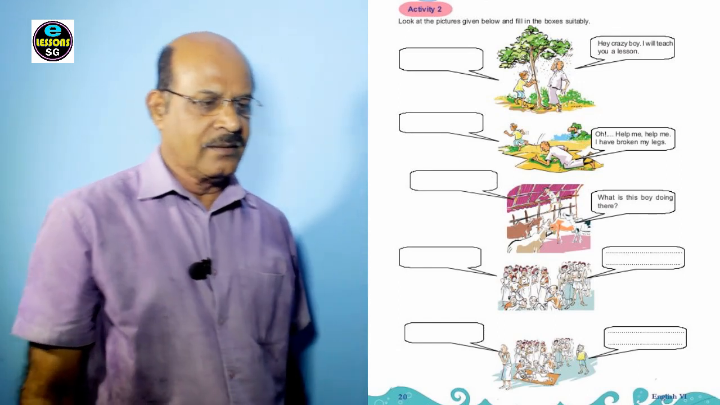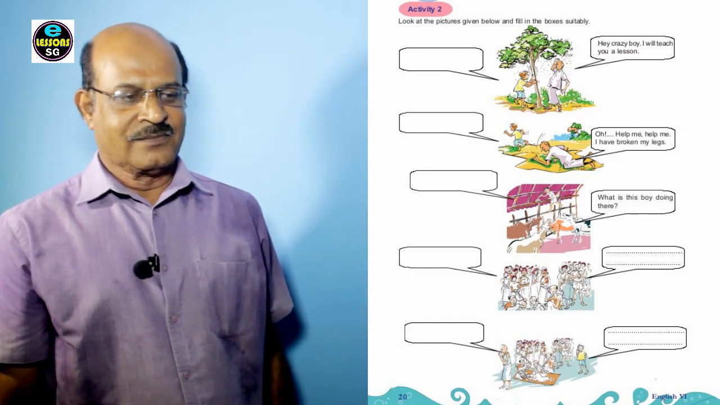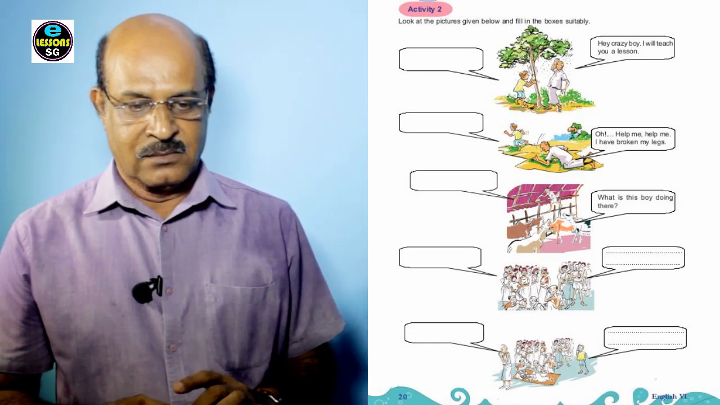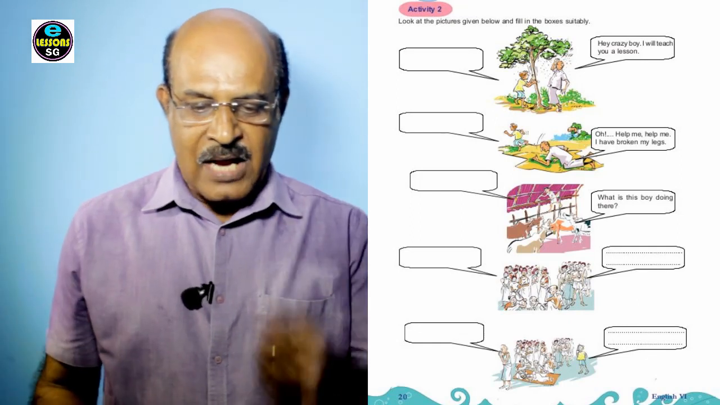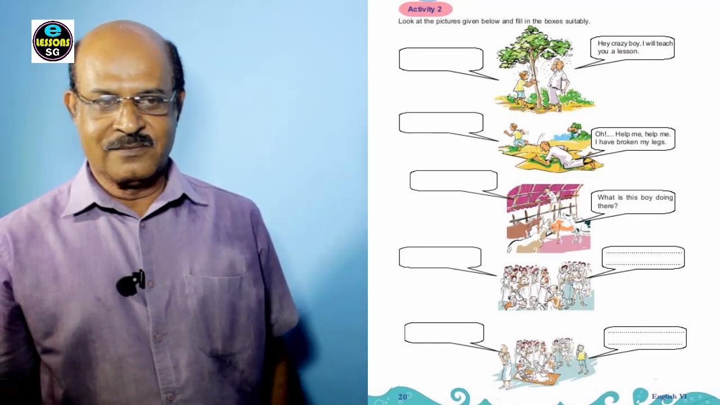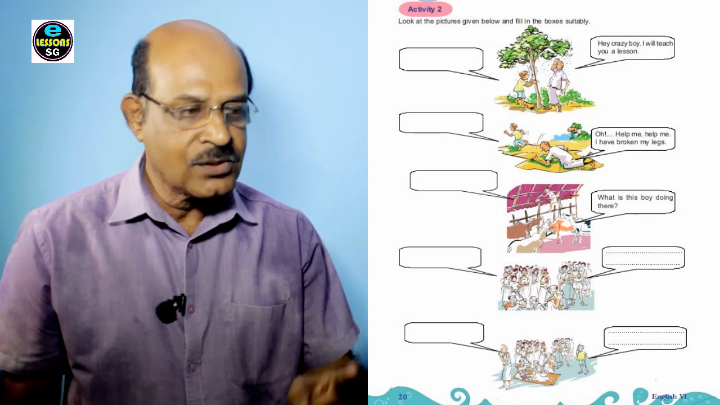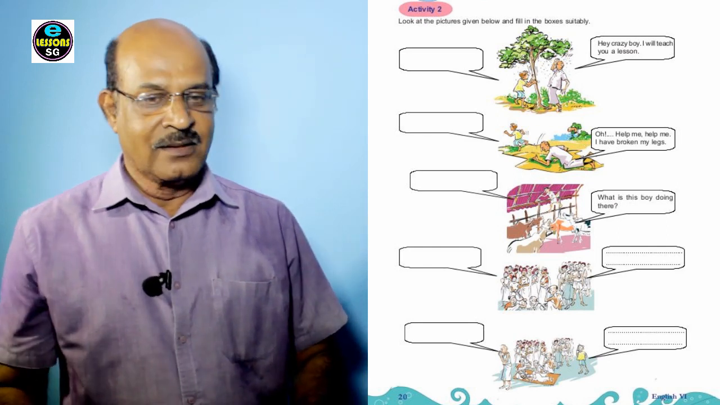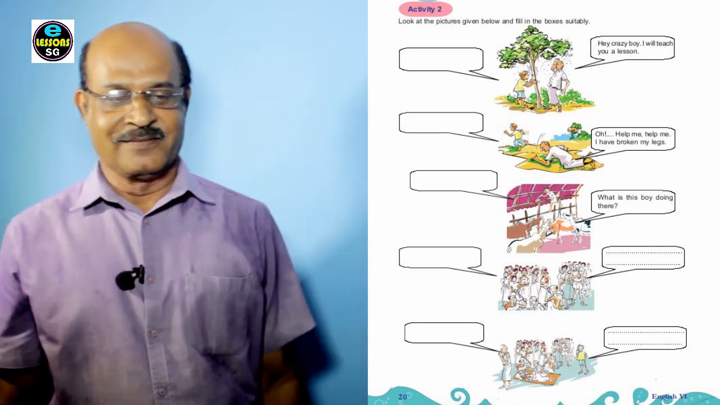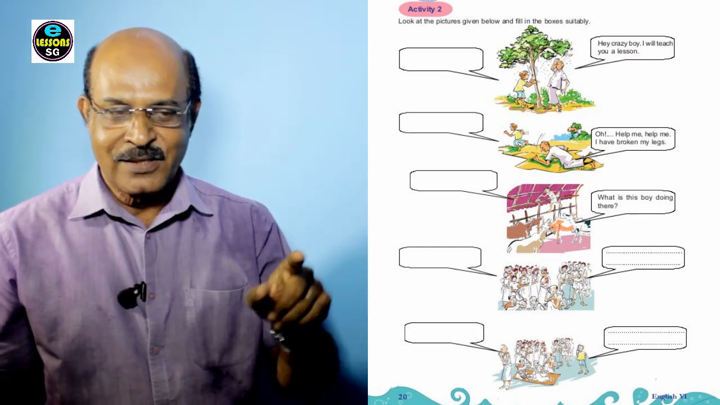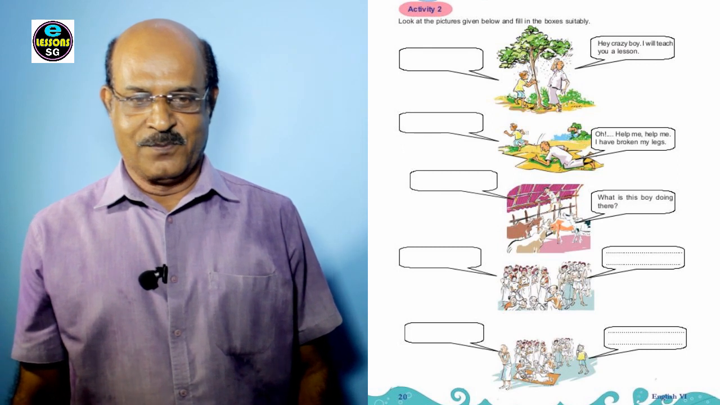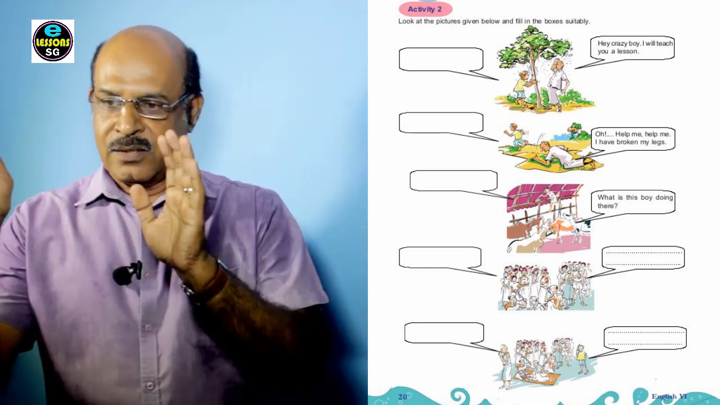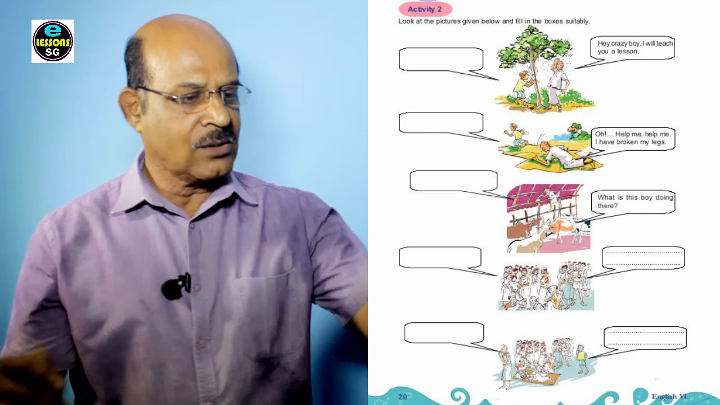In the page number 20, there are 5 pictures. In the first picture, grandfather is telling, "Crazy boy, I will teach you a lesson." Actually, grandfather is telling this to Raja. What is Raja doing? Actually, you can see in the picture, Raja is shaking the tree. And what will he be telling? There is a bubble there. You can fill the bubble. So, what is Raja telling and what is grandfather telling? What has grandfather told? That is already written there.